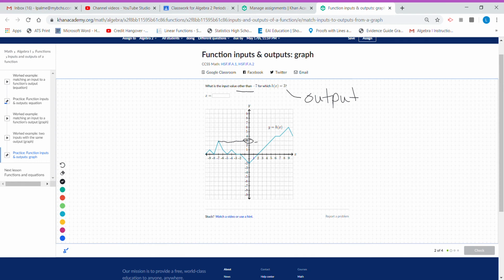But let's go to the right. Do we hit the graph at output of 3? We do, right here. So that is at x is equal to 5. So all you do is plug in 5 and check your answer. Okay, we got it correct.